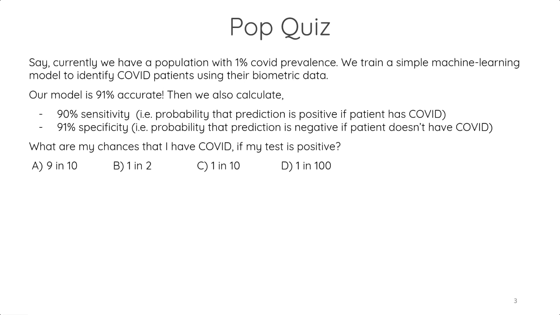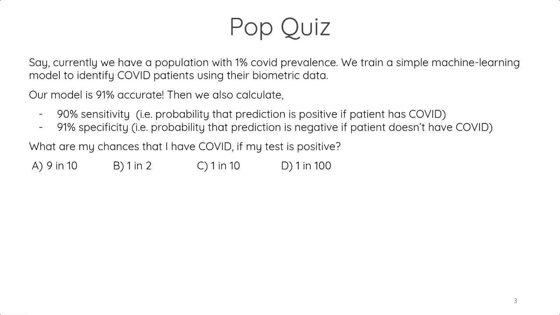Cool. So this was kind of an example because we are still kind of pretending there's COVID, or not pretending, I don't know. But the question here is, okay, we have a population with 1% COVID prevalence. And then I train a simple machine learning model based on some of your biometric data to diagnose COVID patients. On my laptop, the model shows I'm 91% accurate. And you also calculate 90% sensitivity. So for people who haven't done machine learning before, it's the probability that the prediction is positive if the patient has COVID. And 91% specificity, that means the prediction is negative if the patient doesn't have COVID.